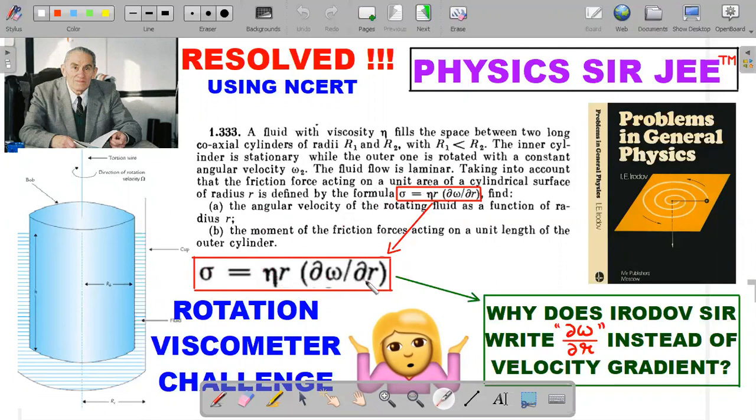Whereas usual discussions under the topic of viscosity talk about the velocity gradient, here he is asking us to take the angular velocity gradient. So the first issue we are going to resolve before solving the problem is to understand why Irodov sir writes the angular velocity gradient instead of the usual famous velocity gradient. Is he assuming something only for this problem, or is this equation actually correct in the rotation viscometer? This is the idea we are going to explore now.